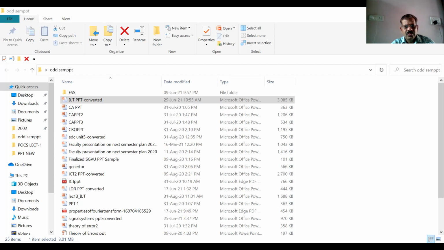So IE, the emitter current, is the sum of the base current plus the collector current. So IE equals IB plus IC.